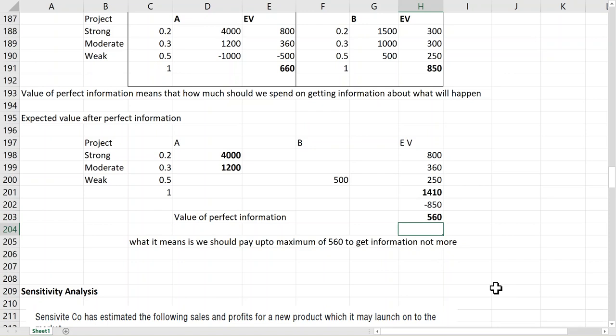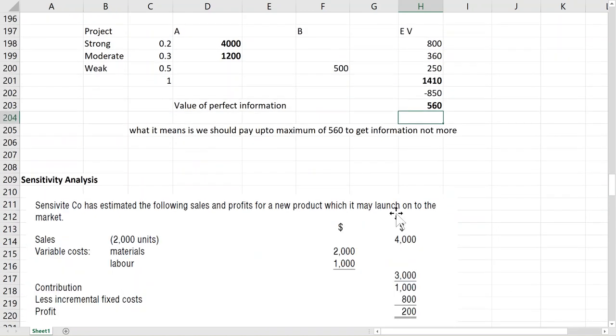So getting information could mean that we could earn up to 1410 return. Without getting that, we already can make up to 850. So it is 560 extra. That is the value of perfect information. But again, it doesn't make sense because all of them are not actual outputs. They are average of the output, and averages are never expected to happen.